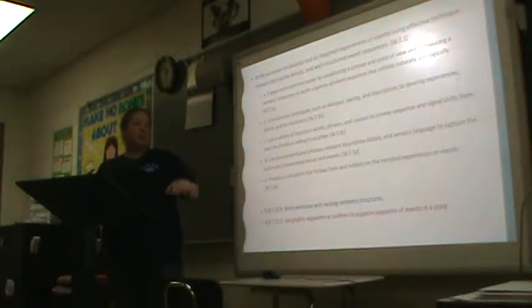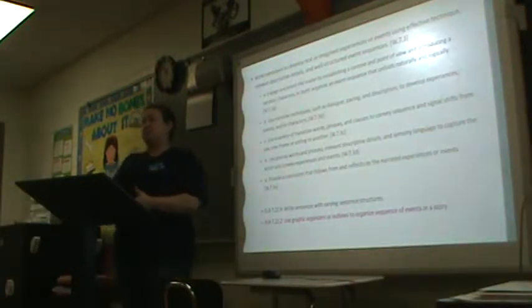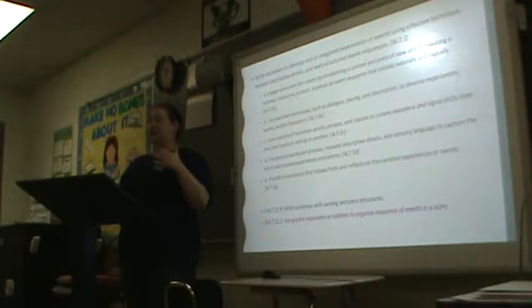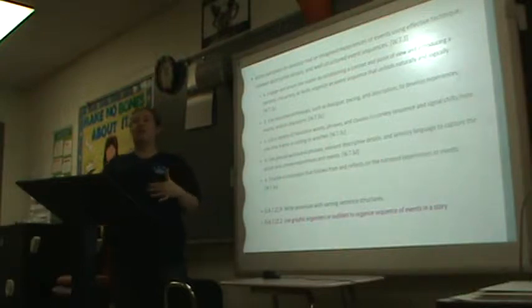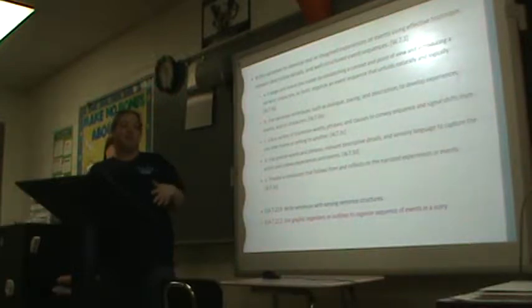We're going to write sentences with varying sentence structure, meaning we're not just going to write a simple sentence. This is a dog. This is a cat. The cat likes to play. The dog likes to run. We're going to have varying sentence structures to make our essays more mature than when we would write in elementary, since we're 7th and 8th graders. And we're also going to use graphic organizers or outlines to organize sequence of events in a story.